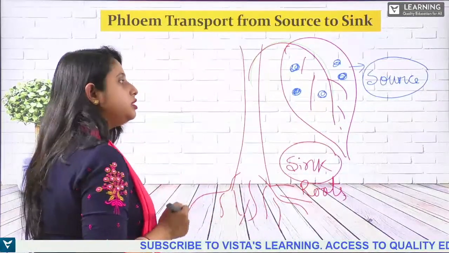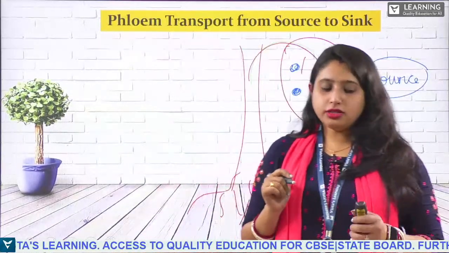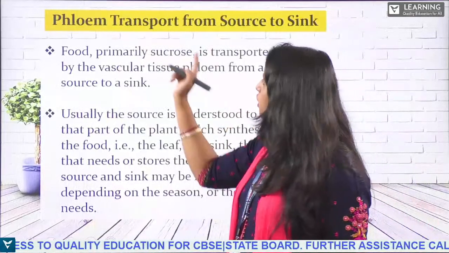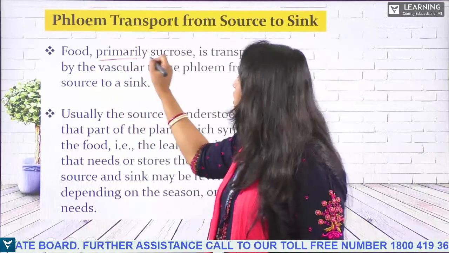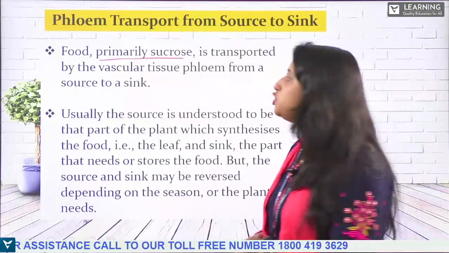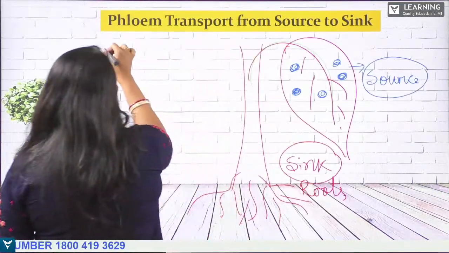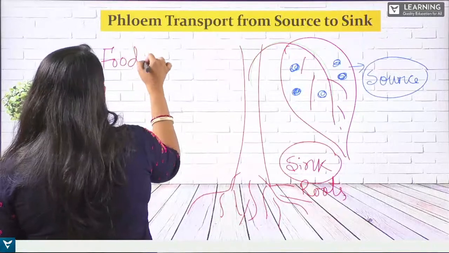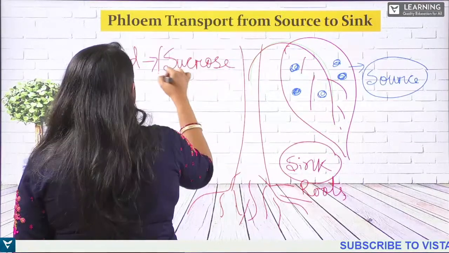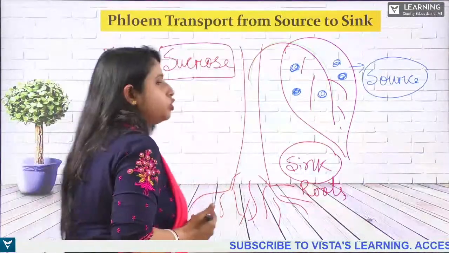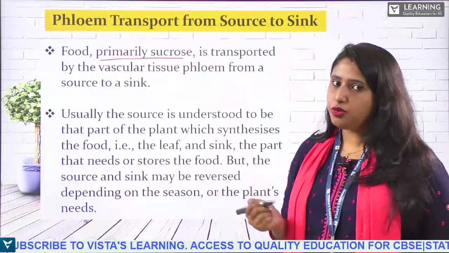That is known as sink. So it is done with the help of phloem. Let us learn about it. Phloem transports from source to sink. The food is primarily sucrose. In which form is the food prepared here? The food is prepared in the form of sucrose. The plant takes the food in the form of sucrose. So this sucrose needs to be transported from the leaves to the different parts of the plant.